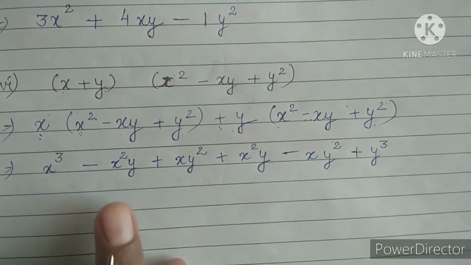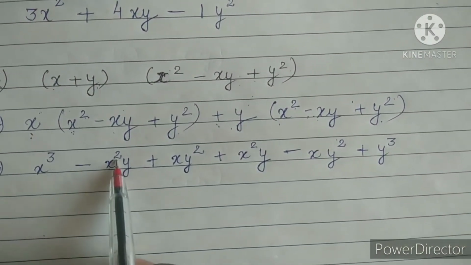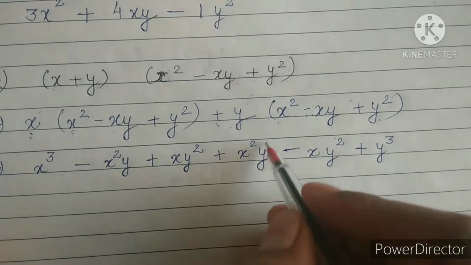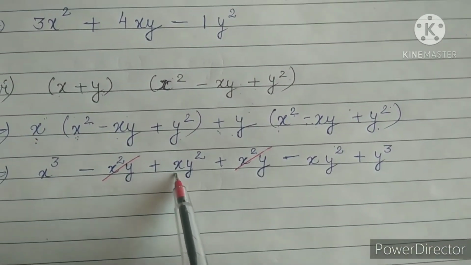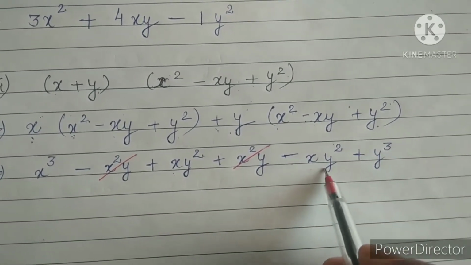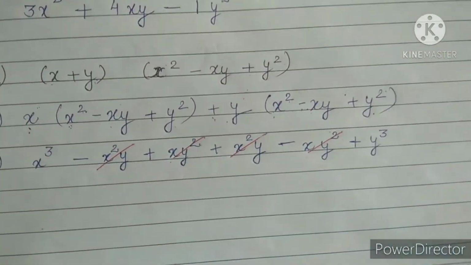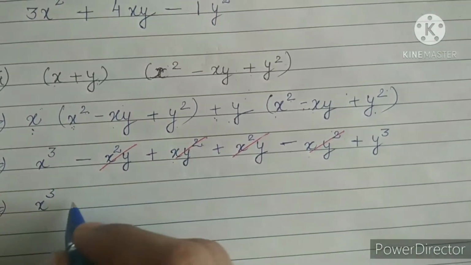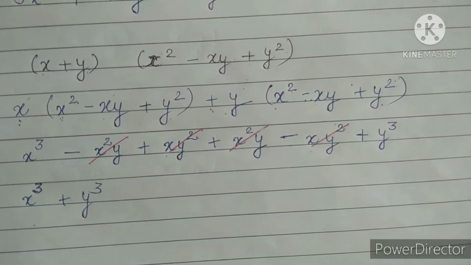Here we have negative x square y and here we have positive x square y, so they can cancel each other. Here also positive xy square and here minus xy square, so they can cancel each other. The remaining terms will be our answer, x cube plus y cube. This is our answer.